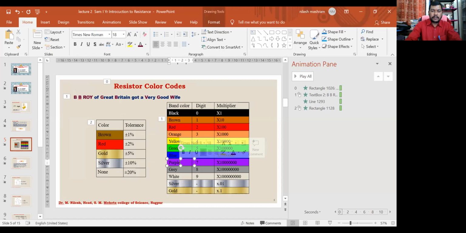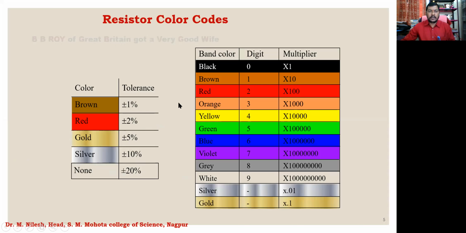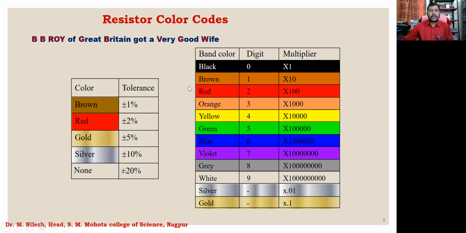Little bit. Let me change this. So this is violet. Violet is there on the seventh number, and then the next one is G, again, that is for gray, and the last one is W, that is white. And the fourth band consists of white, silver, gold.